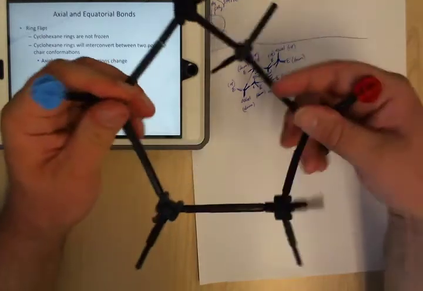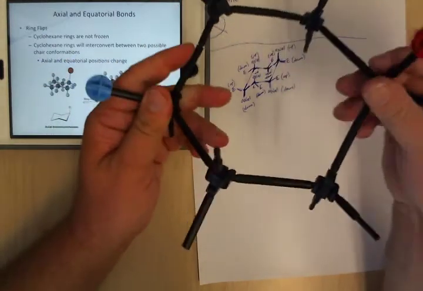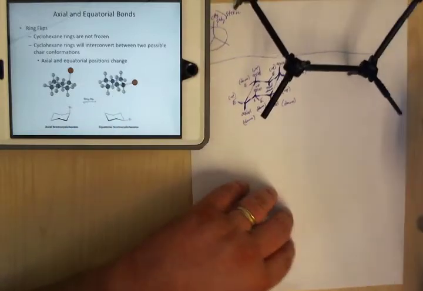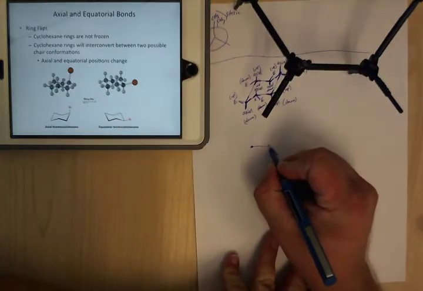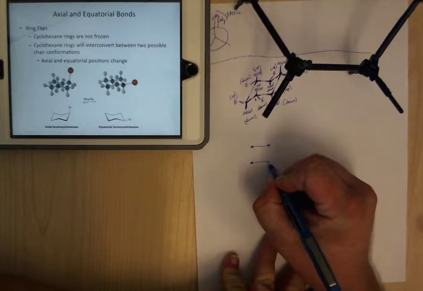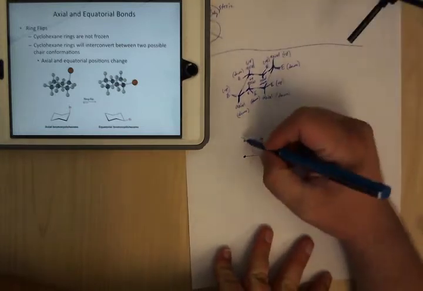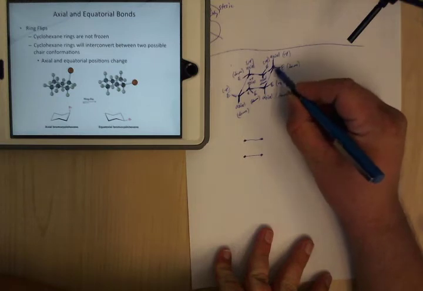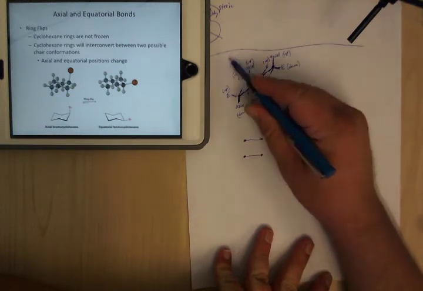The problem is, when we're moving around, what happens if I put it in this configuration? What I've done is I've kept the middle ones where they were, but instead I've moved this one up and this one down. This carbon I've moved down, this carbon I've moved up.